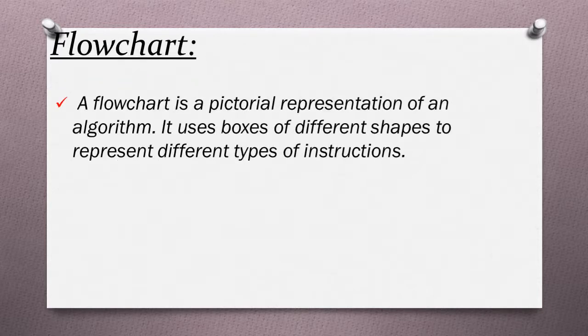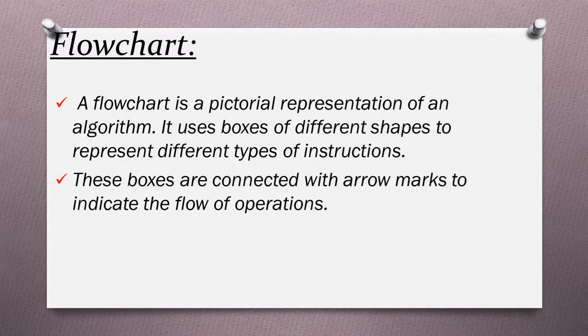Next is about flowchart. A flowchart is a pictorial representation of an algorithm. It uses boxes of different shapes to represent different types of instruction. Each and every instruction we need to mention in boxes, using some predefined shapes. For that we will call it a flowchart. These boxes are connected with arrow marks to indicate the flow of operation.